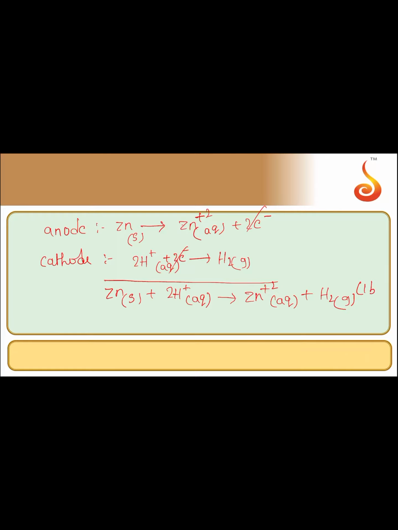H2 gas is 1 bar pressure and Zn solid is 1 molar. So Q is equal to product concentration by reactant concentration. Product is Zn2+, reactant is H+. 2H+ ions are there, so power 2.